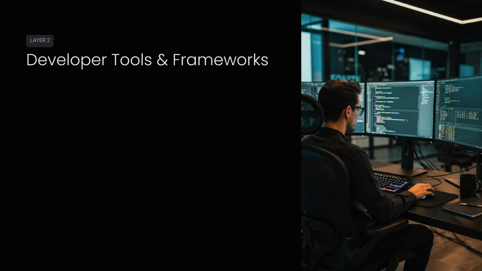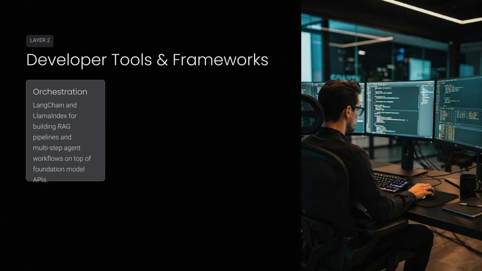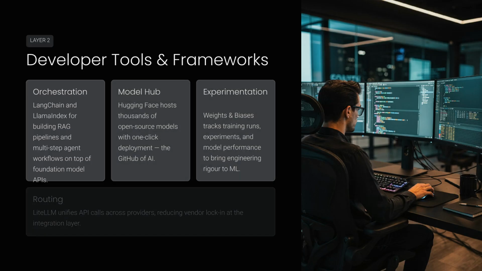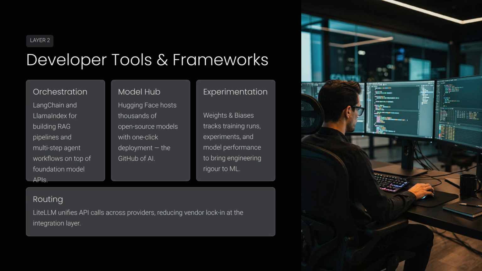Layer 2 covers developer tools and frameworks. This includes orchestration platforms like LangChain, model hubs like Hugging Face, and tools for experimentation or routing. These provide the infrastructure for building robust AI systems on top of those foundational models.